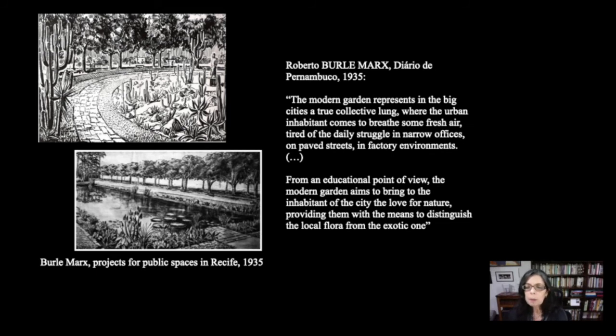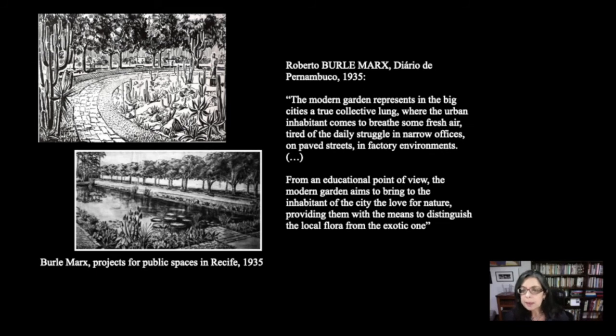In an article published in a Recife newspaper in 1935, he said, and I quote, "The modern garden represents in the big cities a true collective lung, where the urban inhabitant comes to breathe some fresh air, tired of the daily struggle in narrow offices, on paved streets, in factory environments. From an educational point of view, the modern garden aims to bring to the inhabitant of the city the love for nature, providing them with the means to distinguish the local flora from the exotic one."